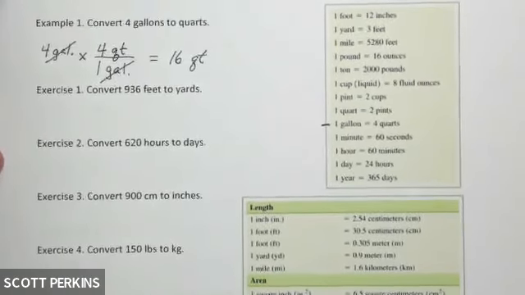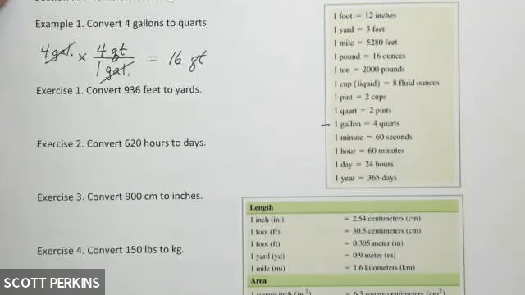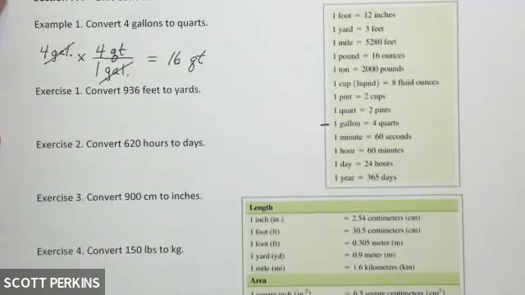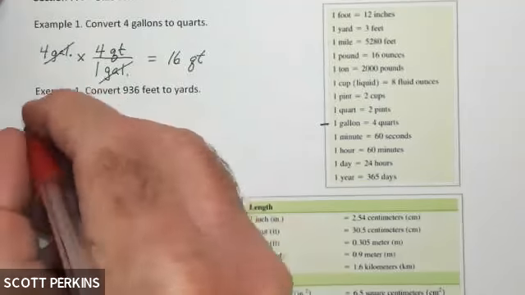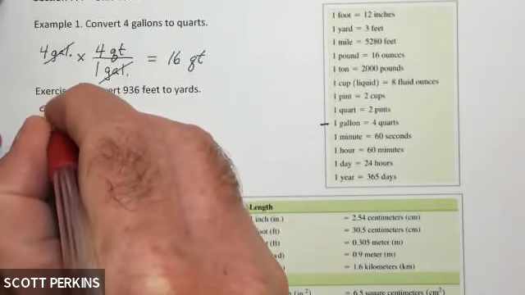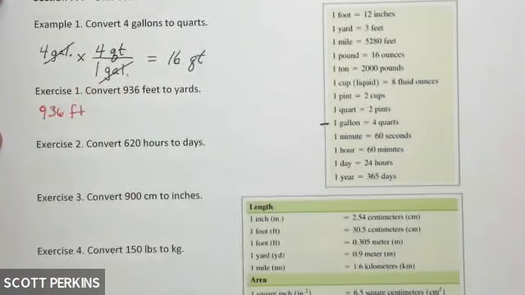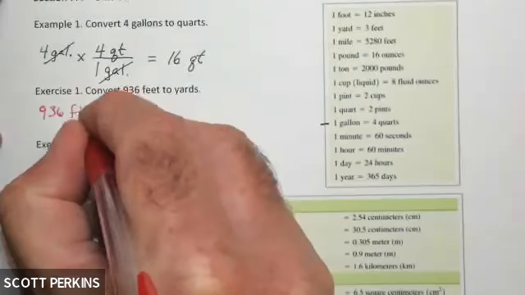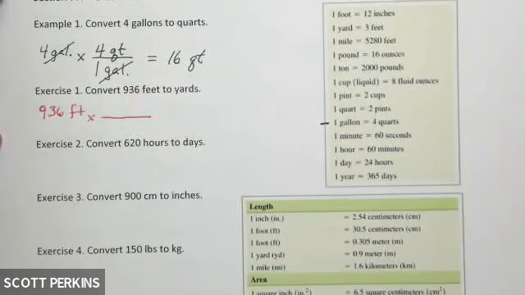All right, here goes. You give this one a try. Ask any questions you need to, because once it clicks for you, it's the same thing every time. So in this exercise, we are starting with 936 feet. I am now going to multiply by my conversion ratio.